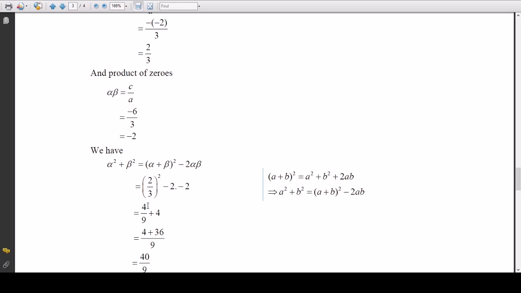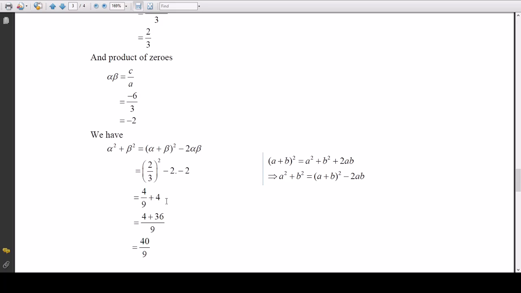Then 2 square is how much? 4. 3 square is how much? 9. 3 square is 3 multiplied by 3. Then here minus multiplied by minus is plus, and 2 multiplied by 2 is 4. Now again here we have to find the LCM. Below this 4 is 1. The LCM of 9 and 1 will be 9. 9 divided by 9 is 1. 1 multiplied by the numerator, which is 4, will be 4 itself.